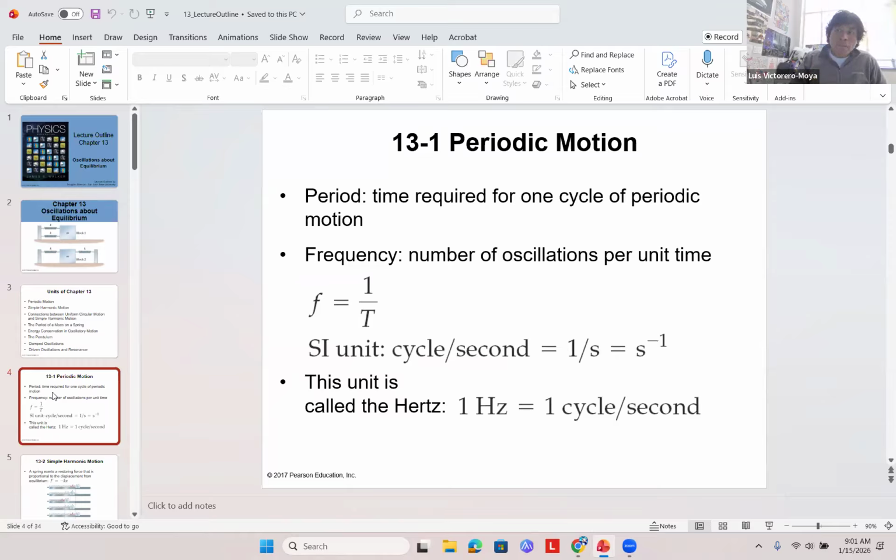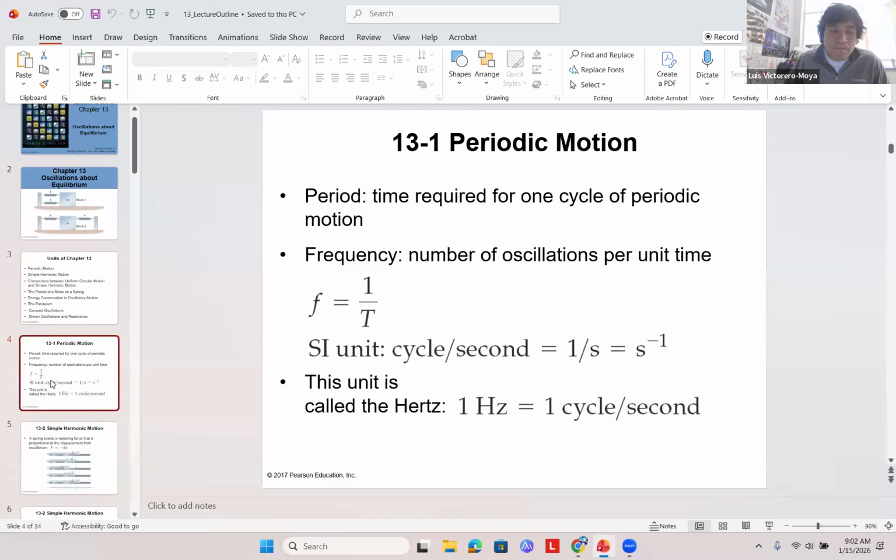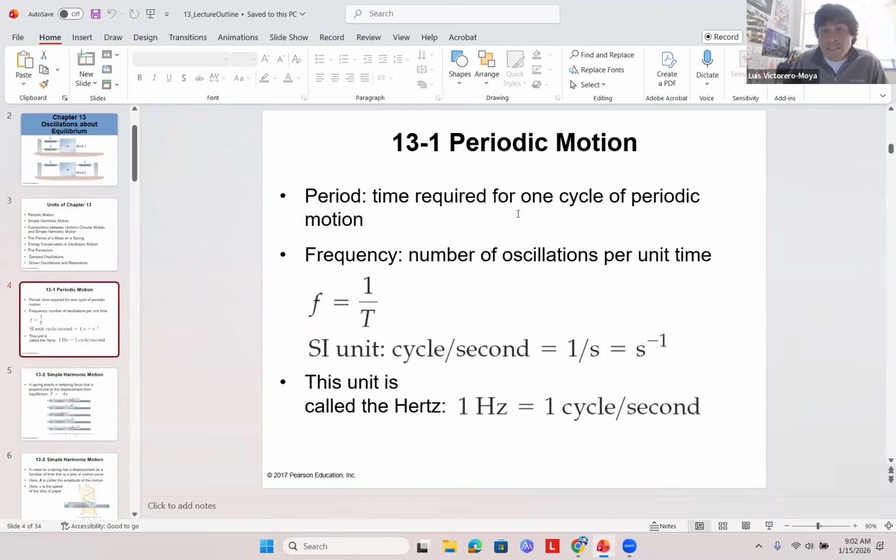Now, we normally do it for more than one oscillation. So if you are taking 10 oscillations and you take the time for 10 oscillations, the period is the time for 10 oscillations divided by 10. The period is the time for one oscillation. That's why frequency is defined as the inverse of the period, or one cycle.